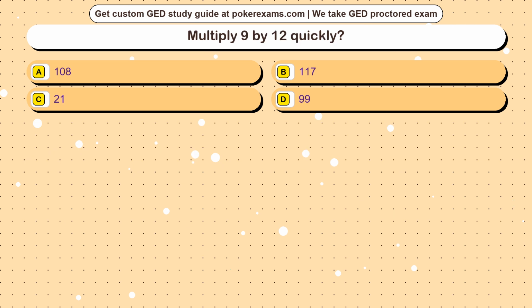Question 13. Multiply 9 by 12 quickly. Option A, 108. Option B, 117. Option C, 21. Option D, 99.